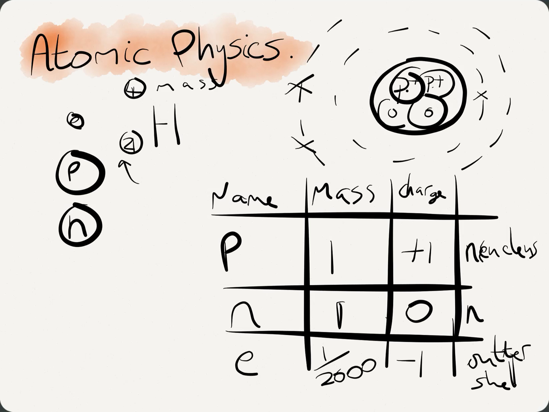So number 3 would be lithium, 3, and it would have 3 protons, but this time 4 neutrons, which would give us a total mass of 7. And you can just build a whole universe from those things.